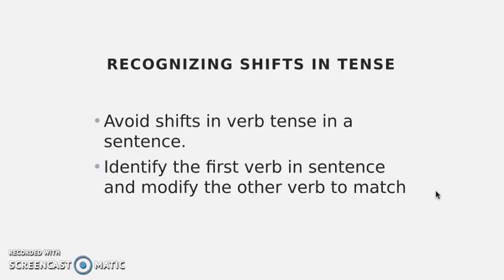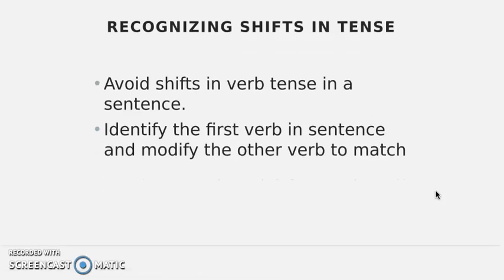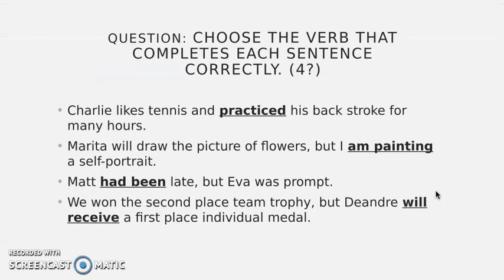All right, third lesson, recognizing shifts in tense. So we want to avoid shifts in verb tense in a sentence. That means we need to match our tense as we go. This is also something that you probably already do. Maybe we make a flub every now and then and we've got to go back and revise, and that's very typical. But most of the time, we can match it on the fly.